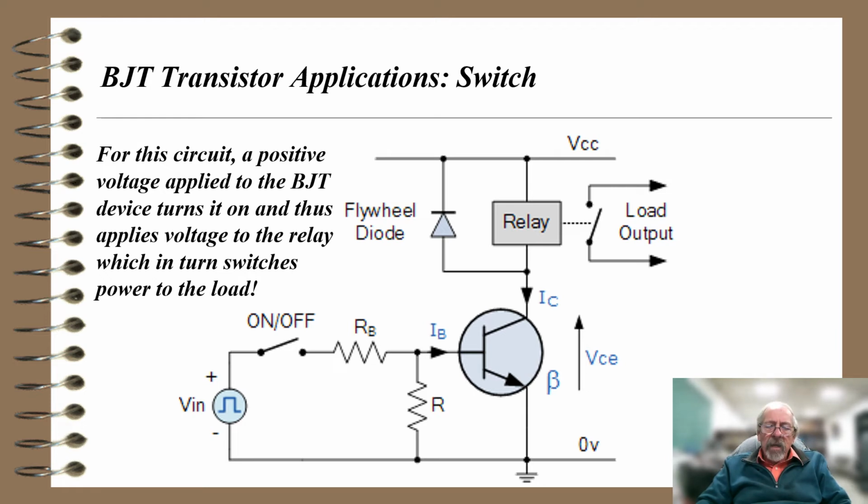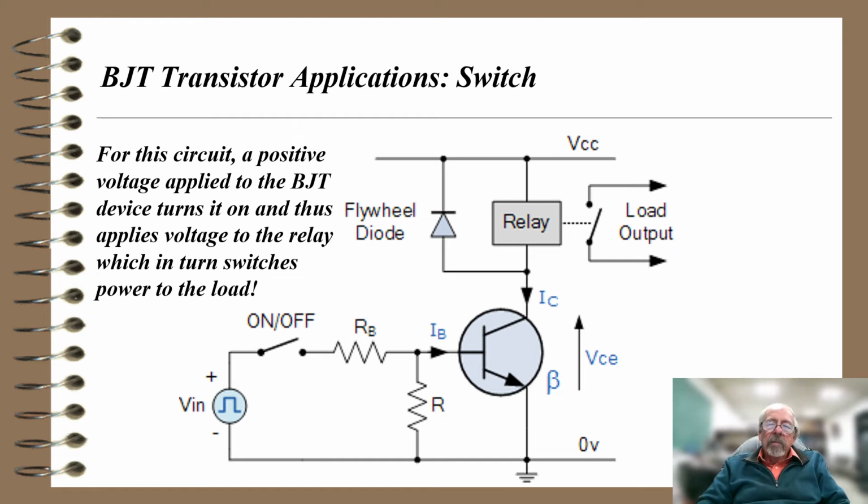There's a voltage V sub E, which is dropped across the transistor, I'll go back to in a second, and beta indicates the gain of the transistor. Excuse me, beta can be 100 to 200. So for this circuit, a positive voltage applied to the bipolar junction transistor device turns it on, and thus applies voltage to the relay, which in turn switches power to the load. The transistor becomes effectively a short circuit. The voltage VCE goes to maybe 0.2 of a volt. So in effect, you have positive voltage VCC on one side of the relay, and you grounded the other side of the relay. And that fires the relay up.